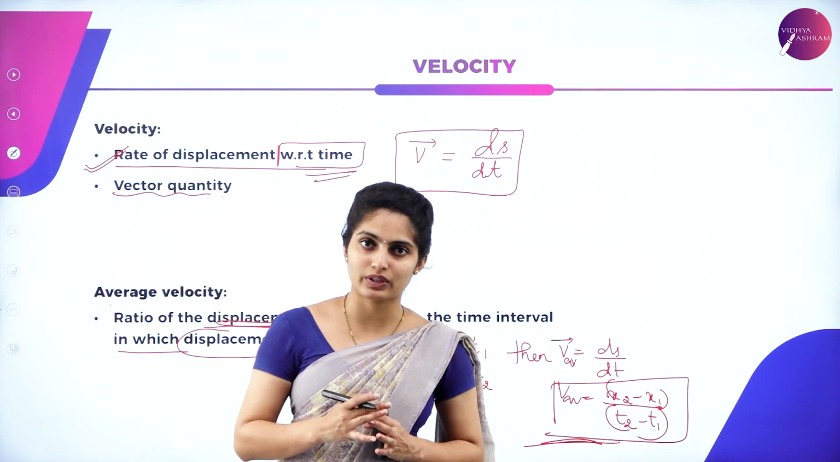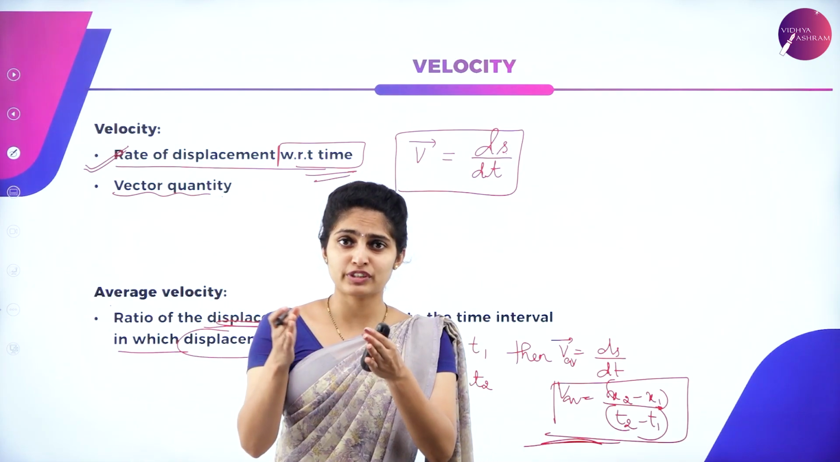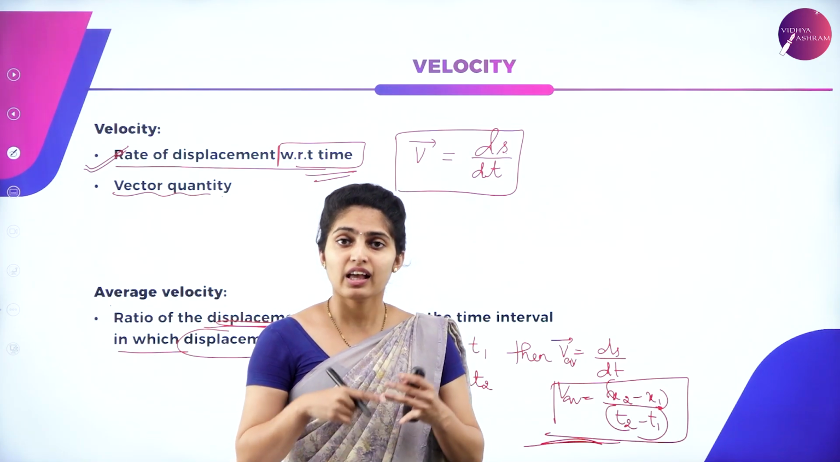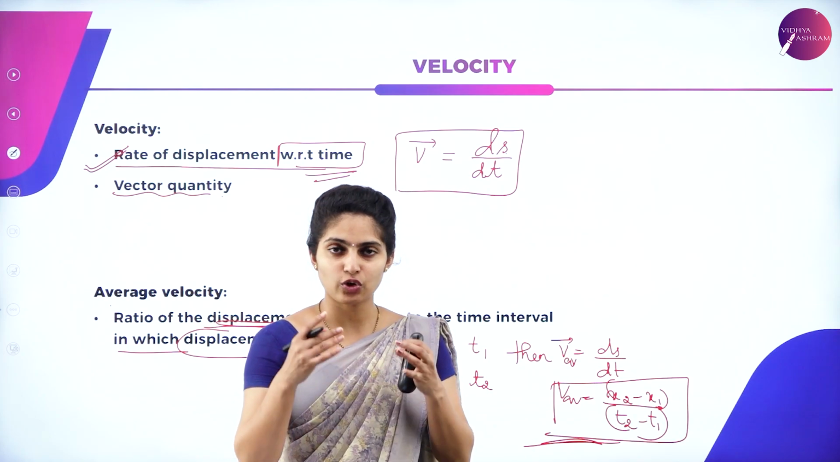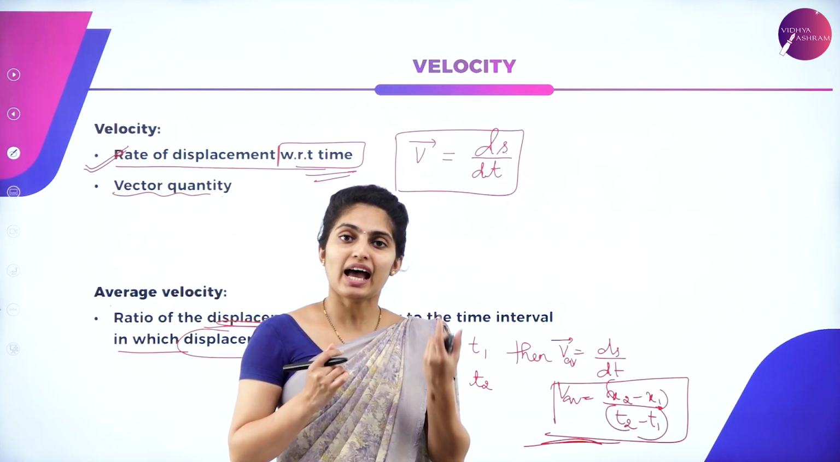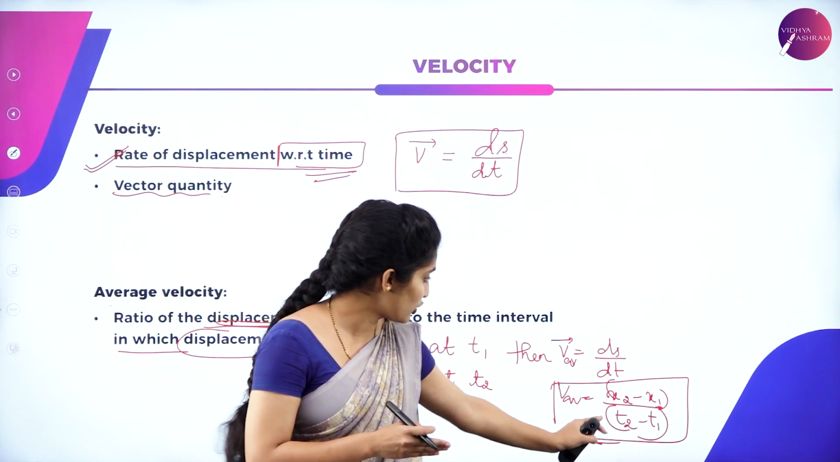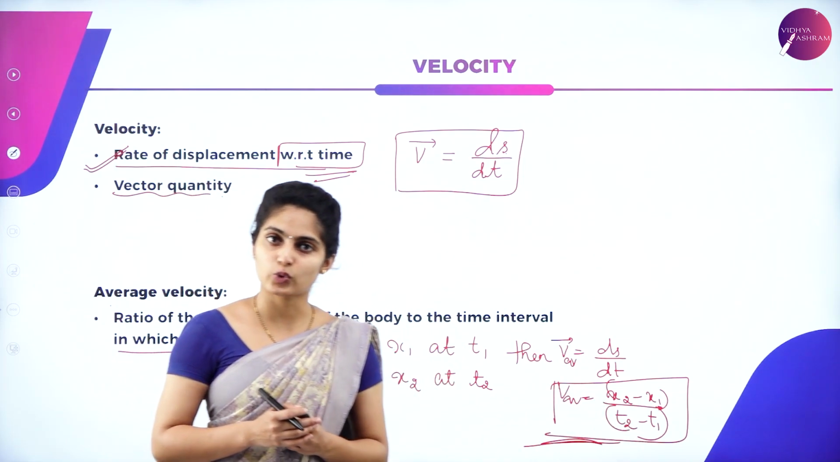This is how we calculate. When there are n number of displacements with respect to time, we just consider the final as well as the initial condition to know the displacement, and the time interval over which that displacement occurs is taken and then equated.